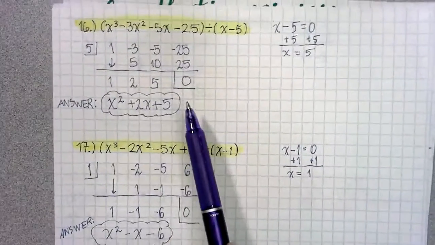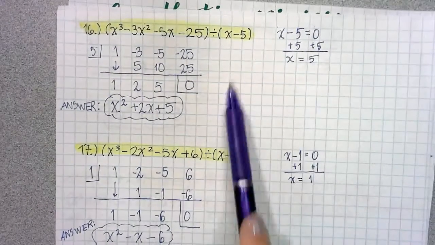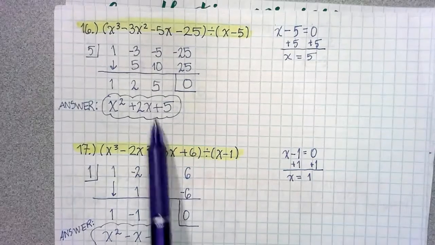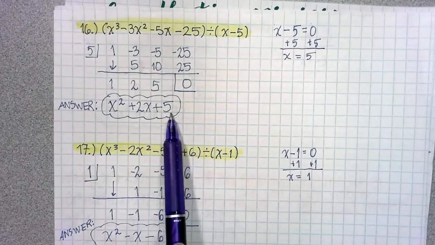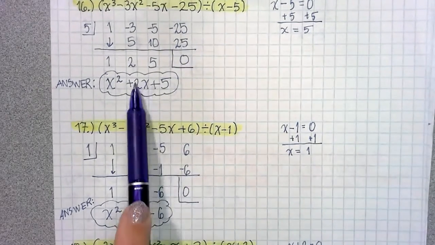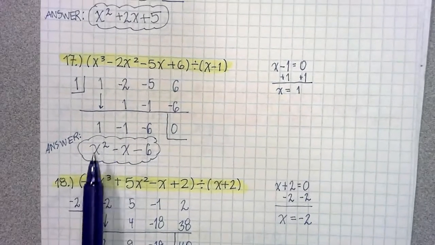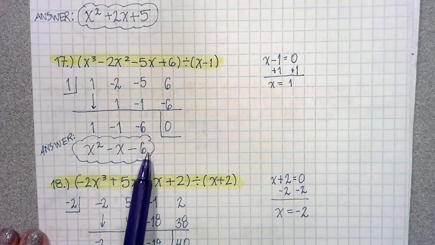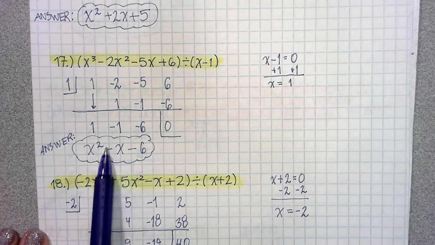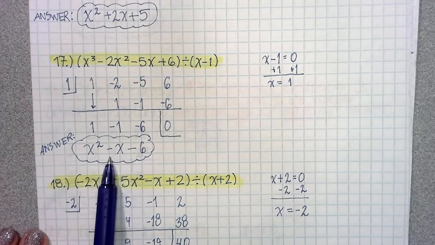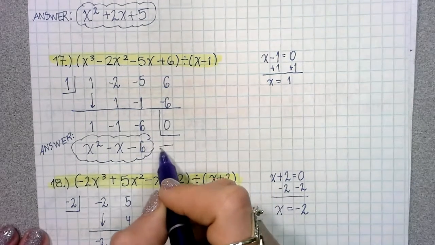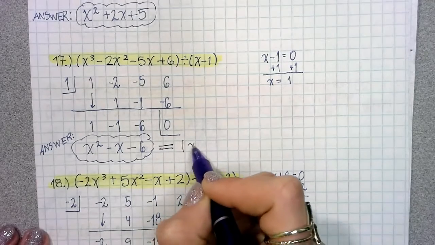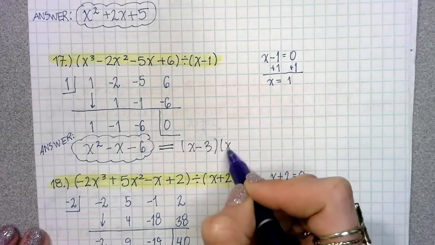Both of these examples, grouping would not work to factor, so you would need some synthetic division support to continue. This quadratic is prime. Nothing multiplies to 5 and adds to 2, so you would stop right there. This does factor further, so if we did need to factor, we could continue. What multiplies to give you, well, 1 times negative 6 is negative 6. What multiplies to give you negative 6 and adds or subtracts to give you negative 1 would be negative 3 and 2. So when all is said and done, that right there, not that we needed to, is equal to an x minus 3 times an x plus 2.